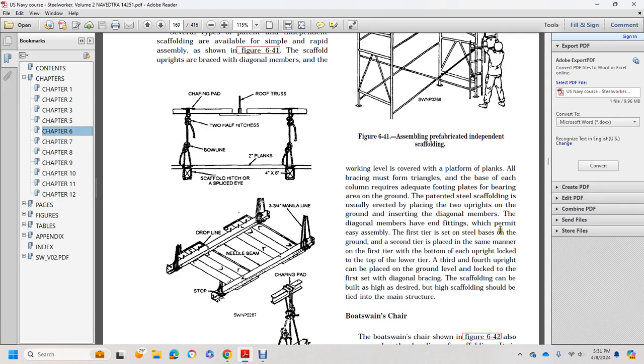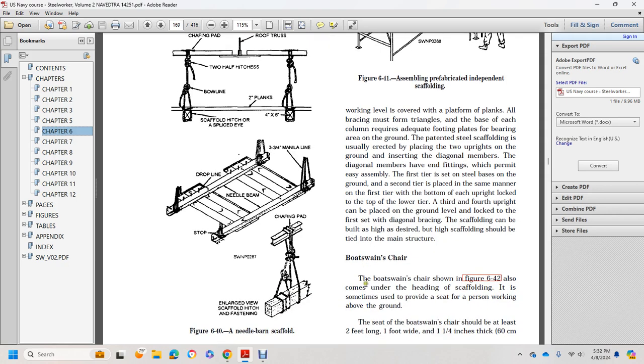The first tier sits on the steel base on the ground. The second tier is placed in the same manner as the first tier at the bottom, with each upright locking to the top of the lower tier. The third and fourth tiers are set the same way, with the diagonal braces. The scaffolding can be built as high as the desired height. Scaffolding should be tied to the main structure.